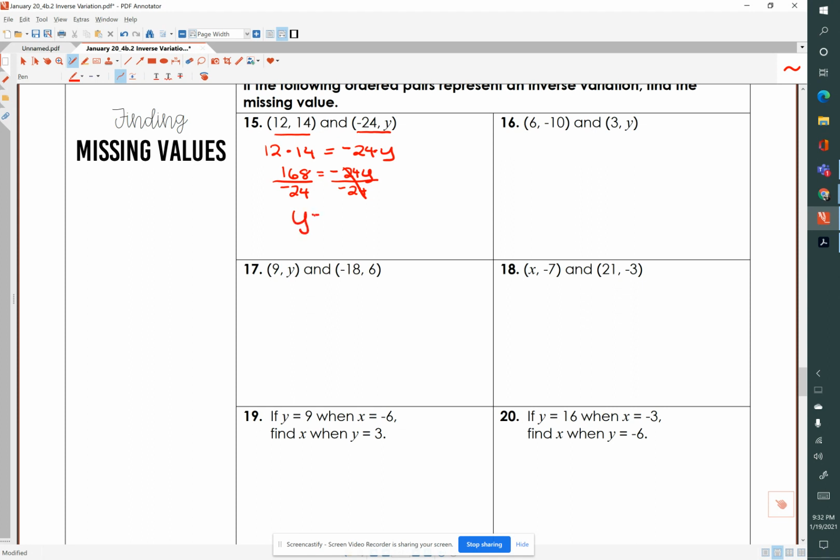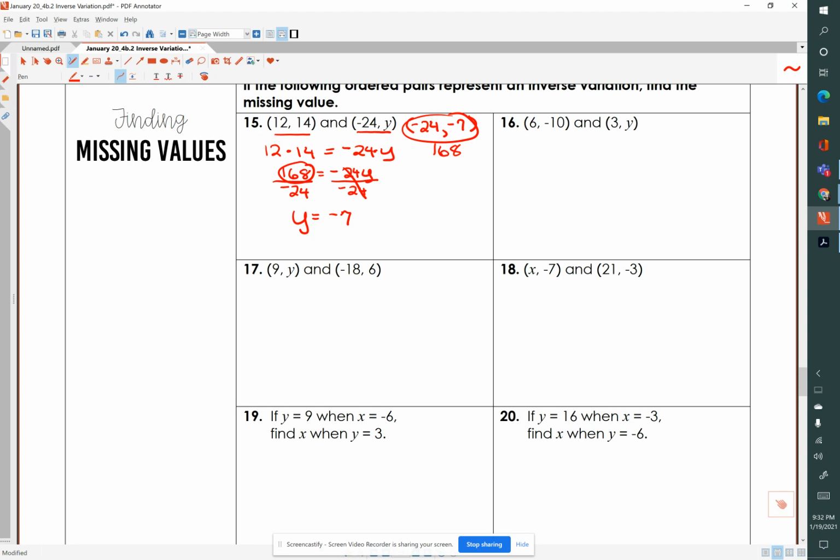And y equals negative 7. So we've got the missing value. So what we would end up with is the first point, 12, 14, and the second point would be negative 24, negative 7. And if we multiply 12 times 14, we get 168. If we multiply negative 24 times negative 7, we'd also get 168. So we have that constant product represented.